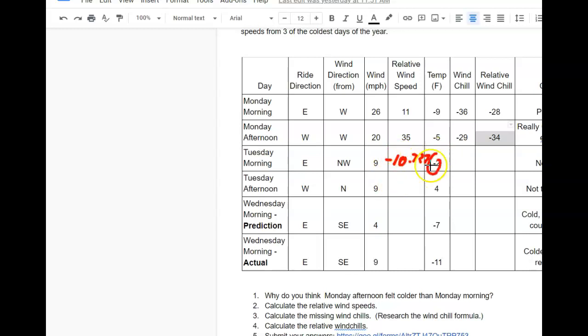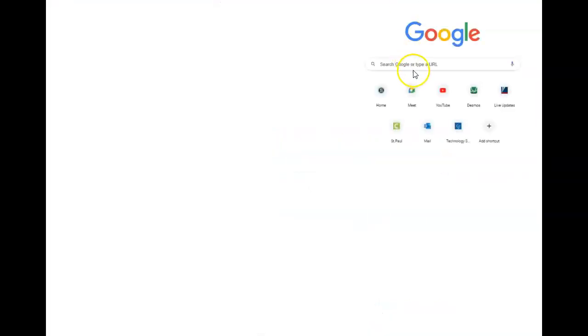All right, and I got a temperature of -2. So let's do the wind chill on that one. I'll go to my wind chill calculator here.